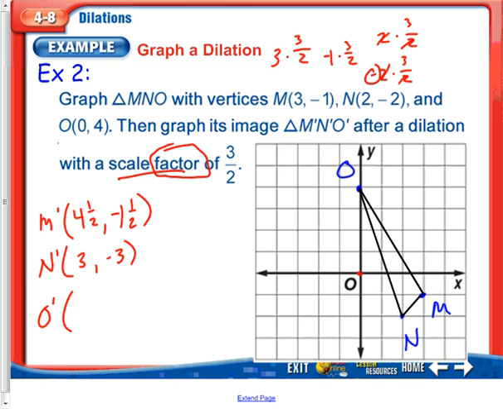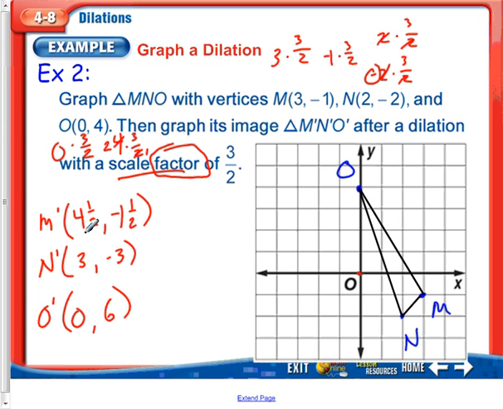And then lastly, I'm going to have O prime. And here, 0 times 3/2 is obviously going to still say 0. But then I'm going to take 4 times 3/2. And the 4 and 2 will simplify to be just 2 over here and 1 down here. And 2 times 3 is 6. So I'm going to get (0, 6). Now I can go ahead and graph.